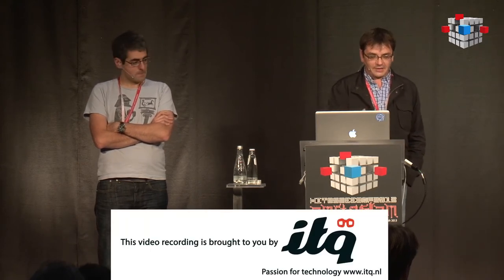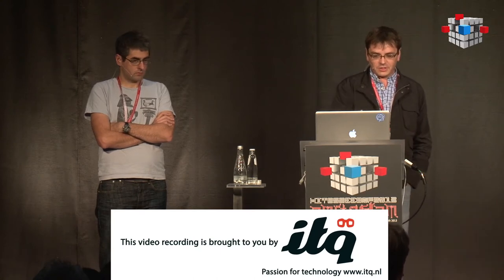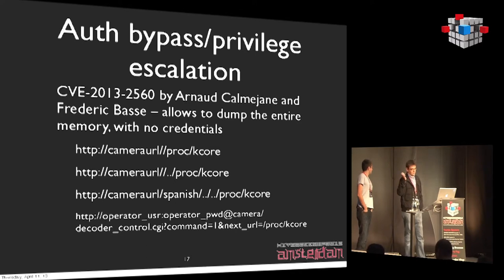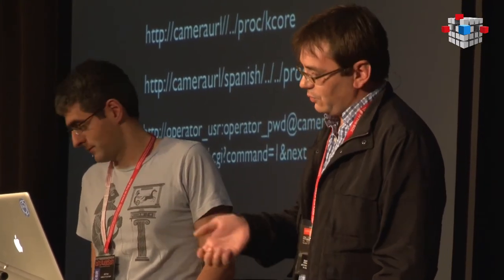Initially, like 3-4 releases back, you would be able to access the memory by just requesting this first link, the camera URL and then /proc/kcore, and you get a 16 megabyte file dump, which is actually the camera memory, which contains everything. Then they patched it by not allowing any alphanumeric characters after two slashes. So the bypass would be just to go a level up. And then they fixed that too.